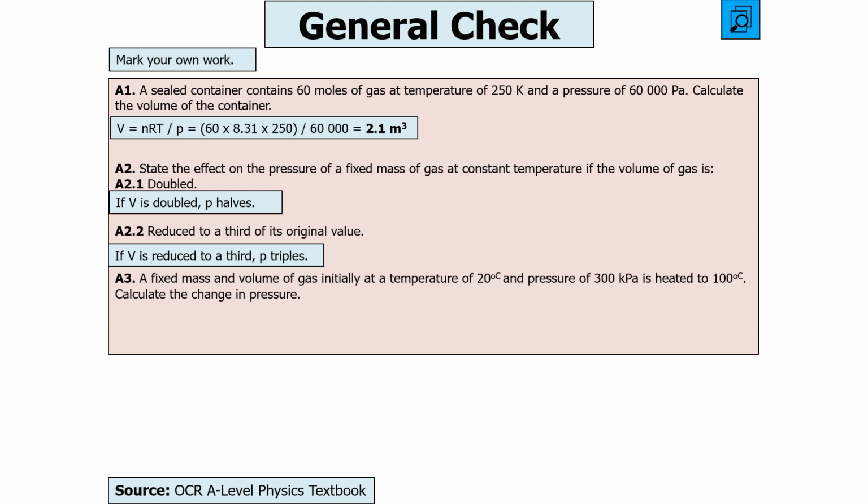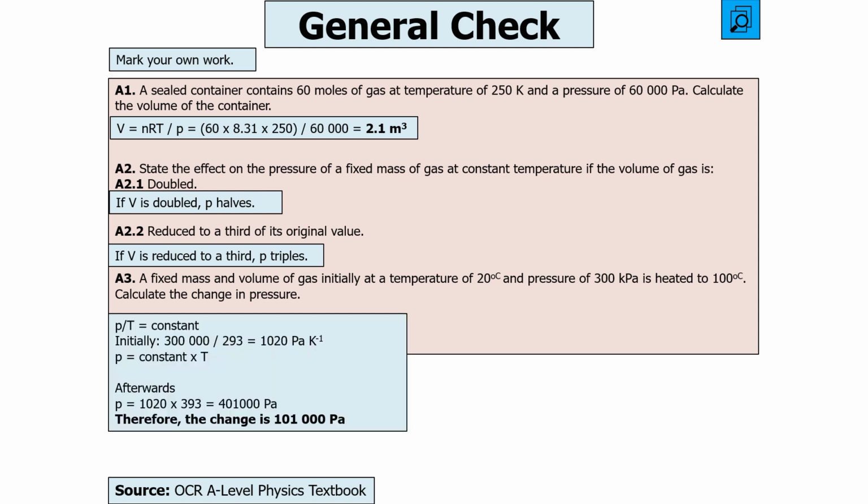Now in this next one, we know from the second law, from Charles's gas law, that P over T is a constant. So we can work out what that constant is from the initial values given. So it's 300,000 over 293. We converted our temperature into Kelvin and our pressure into pascals, so we get 1020. So afterwards we can say pressure is that constant times the new temperature, again in Kelvin, so we work out the new pressure is 401,000 pascals. It asks for the change in pressure, so find the difference between that and the starting pressure of 300,000, so it's 101,000 pascals.